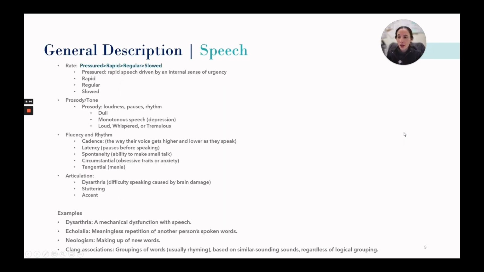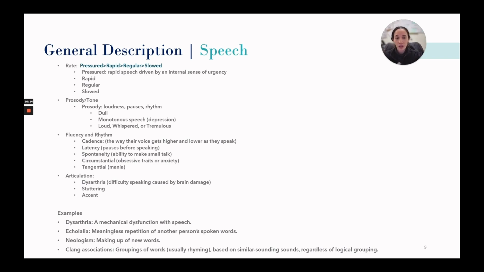Okay, so let's talk about the general description, the speech category. The rate that a patient talks can be at different rates. We have pressured, which goes down to rapid, which goes to regular, which goes to slow. It's a scale. Pressured speech is a rapid speech driven by an internal sense of urgency. So that's going to be pressured. It's going to be very hard to get a word in with these patients.